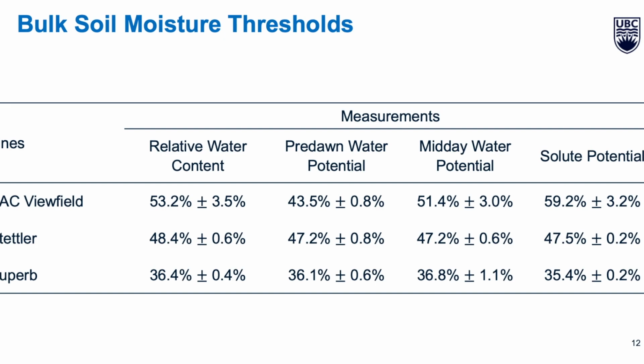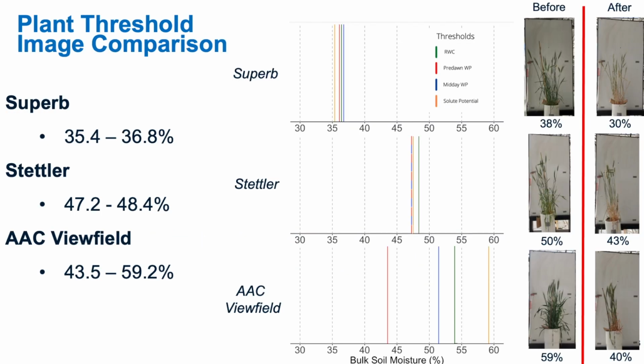Looking at the standard errors, the thresholds have very little overlap. Furthermore, it appears that AAC Viewfield drops in solute potential early on as the soil dries. This is osmotic adjustment occurring, the plant's way of actively regulating itself to survive drier conditions. This is not seen in Stettler and Superb, where the plant only goes up to a certain threshold before all the physiological measurements crash. Let's take a closer look at these thresholds.